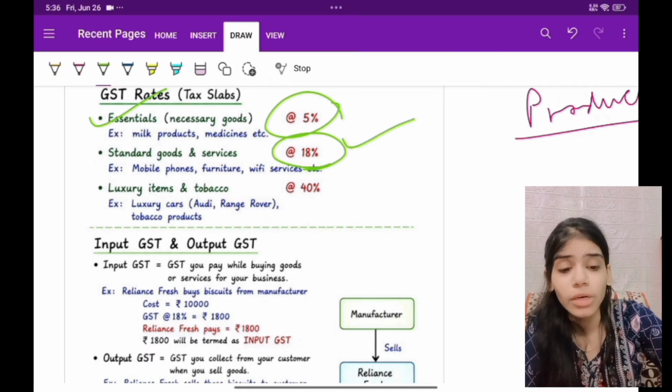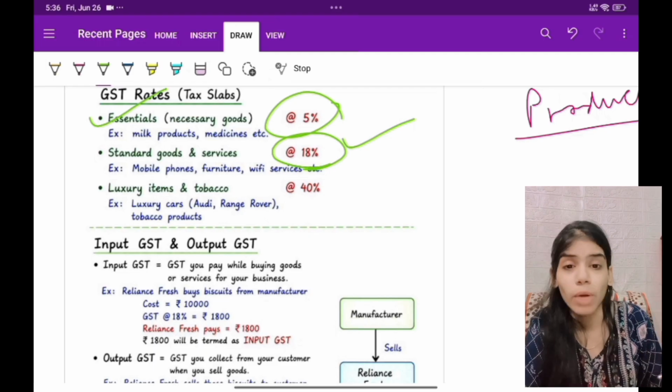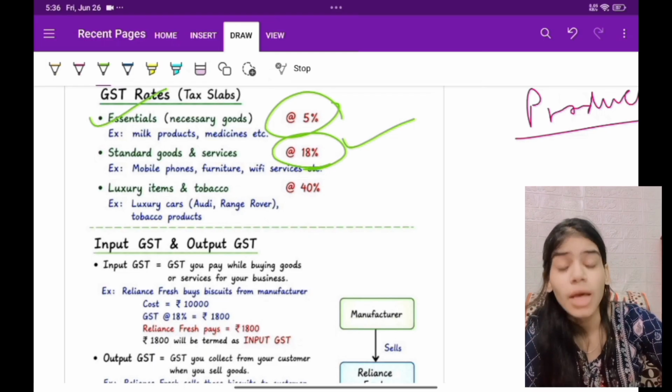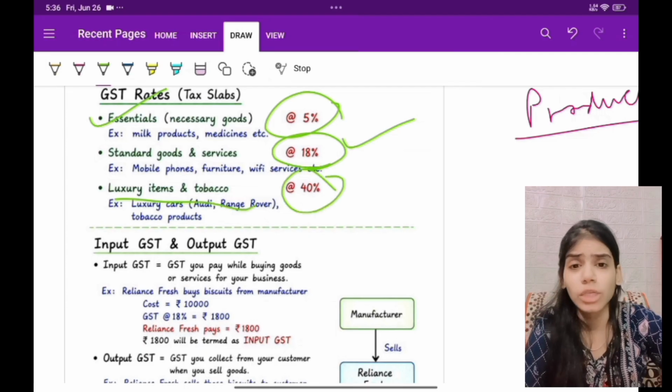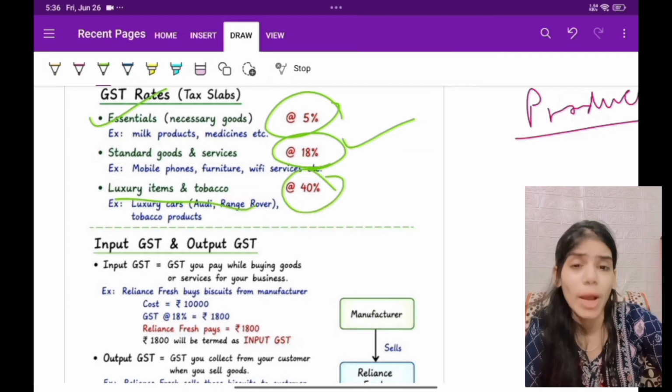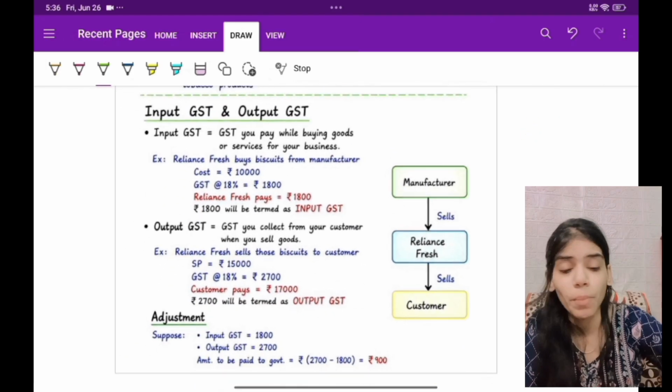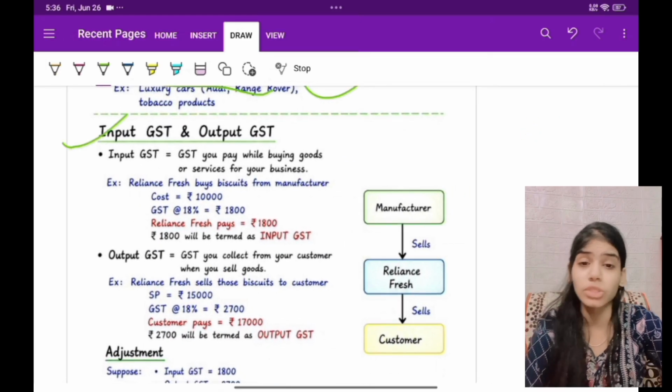Now moving further to very luxury items or tobaccos, 40% of GST will be charged in luxury items and tobaccos. Now, luxury items could include luxury cars like Audi or tobacco products. Now, we are moving further to a very important topic, that is input GST and output GST.